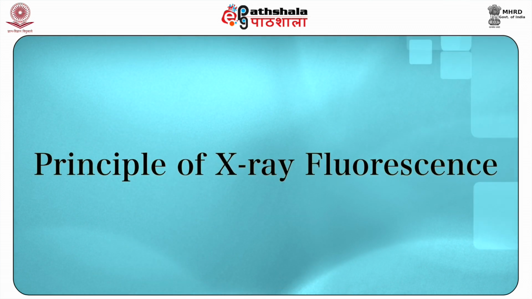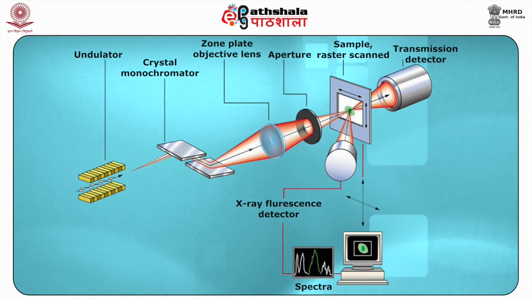Principle of X-ray fluorescence. X-ray interacts with matter in many ways like absorption, scattering, and diffraction, etc. Absorption of X-ray is used for determining elemental composition of a sample, and the method is known as XRF or X-ray fluorescence. The sample to be analyzed for elemental composition is placed in the path of an X-ray beam, which will get absorbed by the sample.